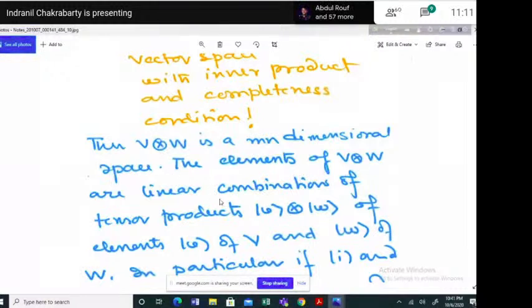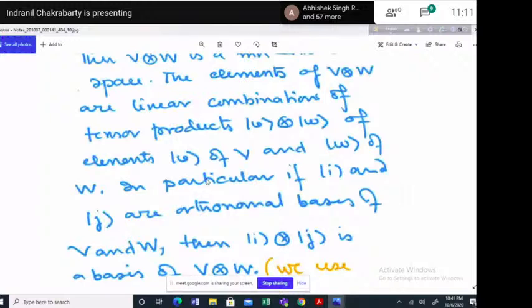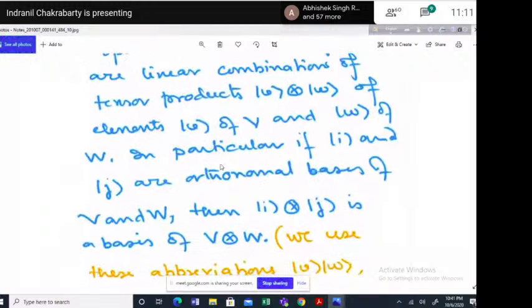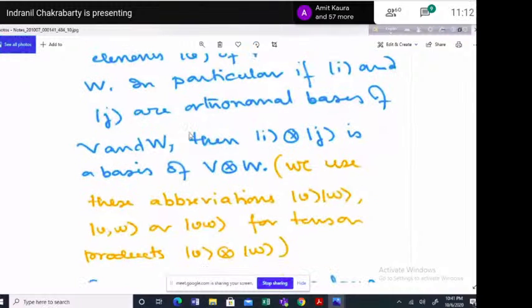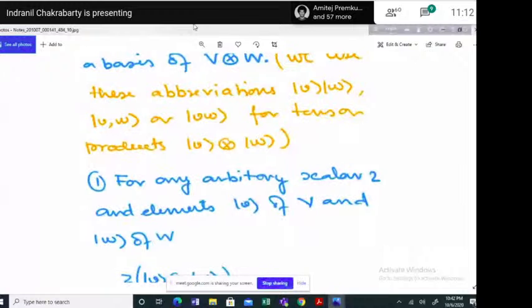The elements of V cross W are nothing but linear combinations of the tensor products of v, an element of V, and w, an element of W. In particular, if we think in terms of a basis, let us say that |i> and |j> are orthonormal bases of V and W, then |i> cross |j> is a basis of V cross W. That is how the tensor product is defined. We use these abbreviations, v cross w, v⊗w, or vw, for the tensor product. All these notations are fine for the tensor product, right?